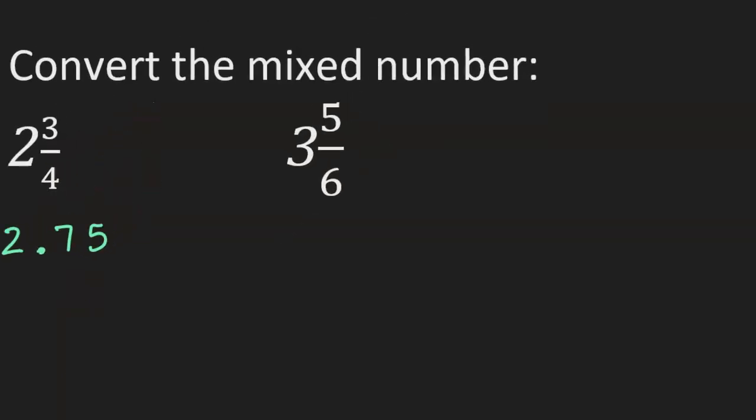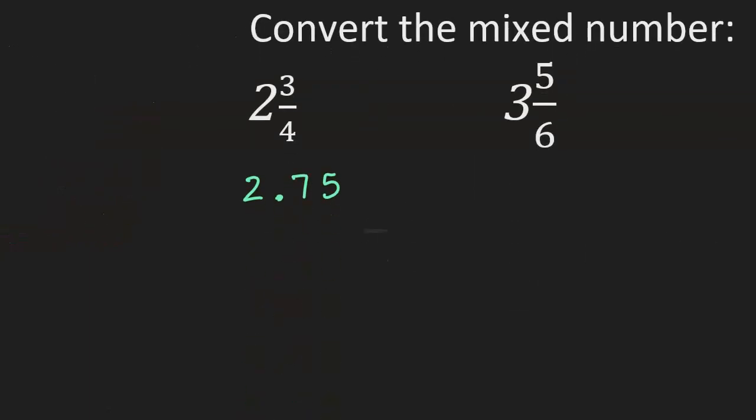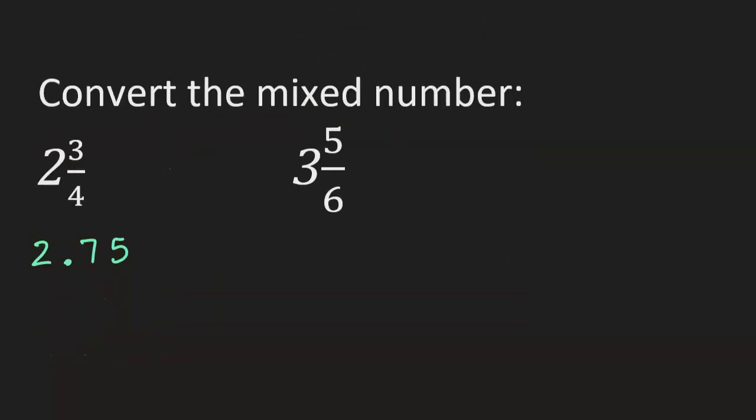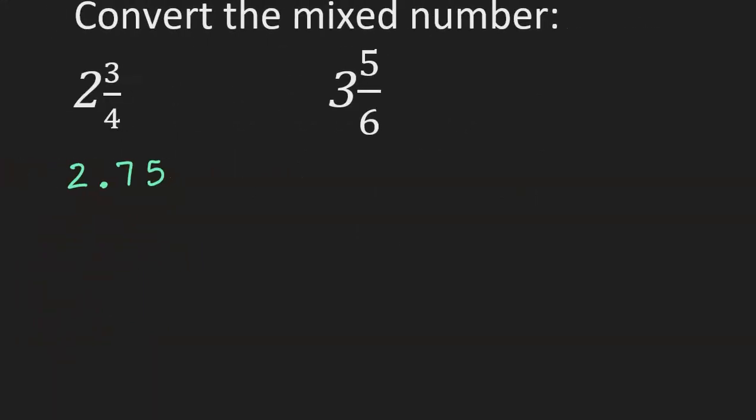When we have 3 and 5/6, what we have to do is figure out what 5/6 is in decimal form. To do this, we actually need to divide 5 by 6. So over here, I'm going to divide 5 by 6. But 6 does not go into 5. So what you actually have to do is create a decimal and a 0 place.